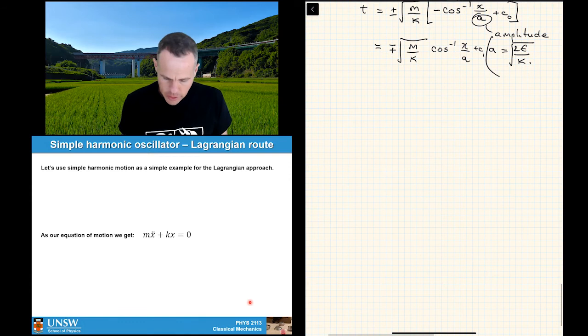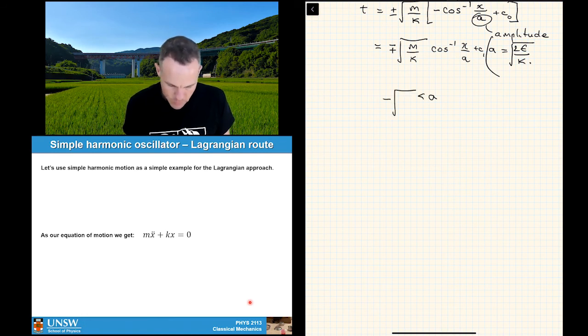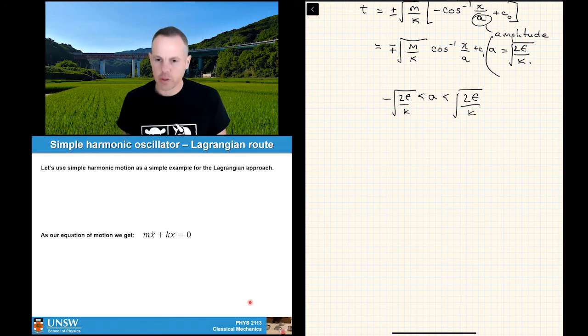Now, the one thing we know here that's really useful is that our a here is going to go between minus square root 2E on k and square root 2E on k. And so now we've got something that we couldn't get earlier on in the mathematics, which is what the amplitude is in terms of physical parameters, right? We know it's now related to the total energy and the spring constant. There's one other thing that we're going to want in here, which is what the maximum velocity is, right?